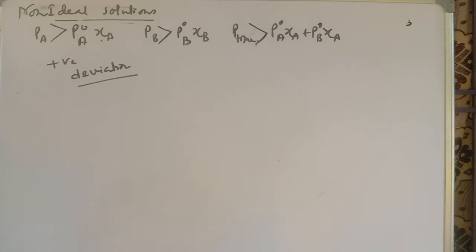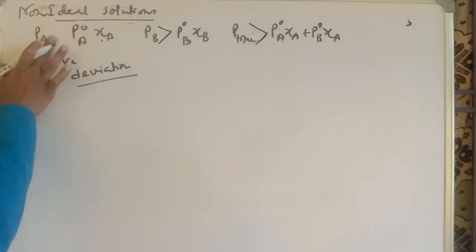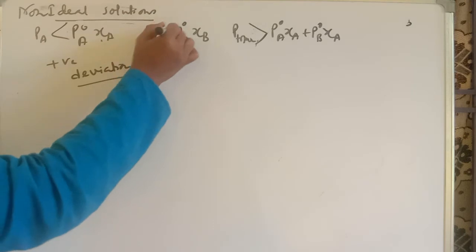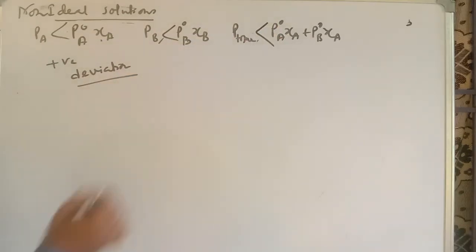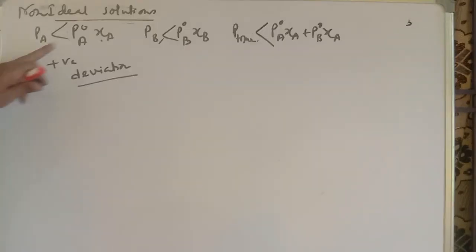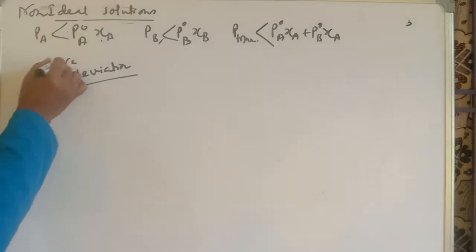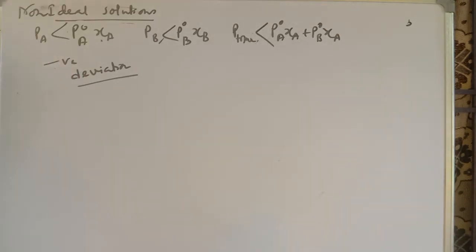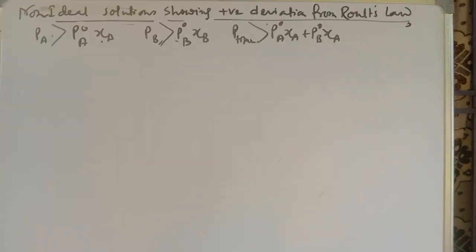Why positive deviation? We will consider that. Now if it is less than, the vapor pressure of the components as well as the total vapor pressure is less than those calculated from Raoult's law. This is called negative deviation from Raoult's law. So in case of non-ideal solutions, there are two conditions: positive deviations and negative deviations. Let us first see positive deviations.